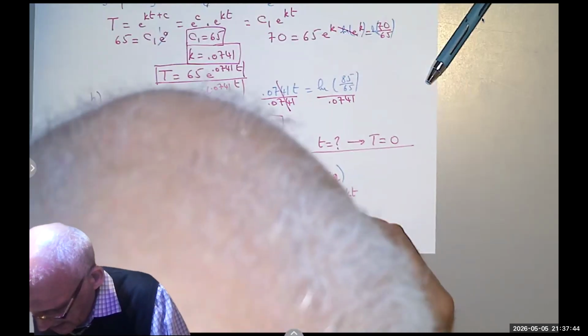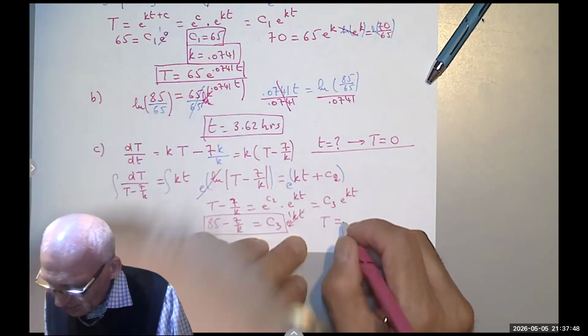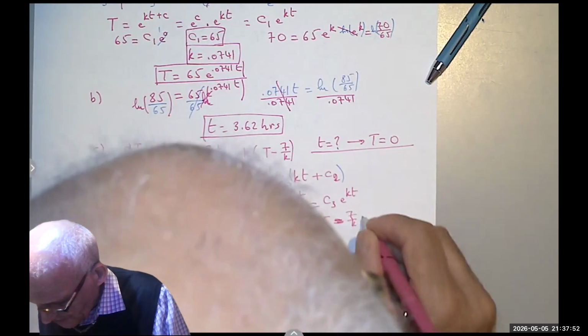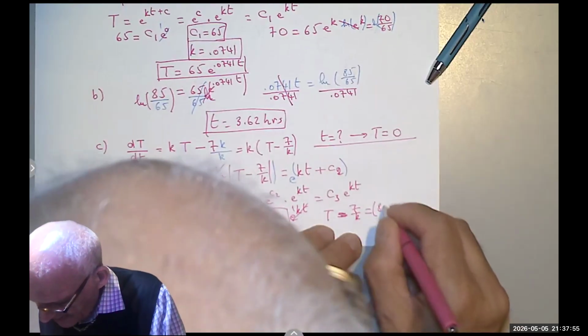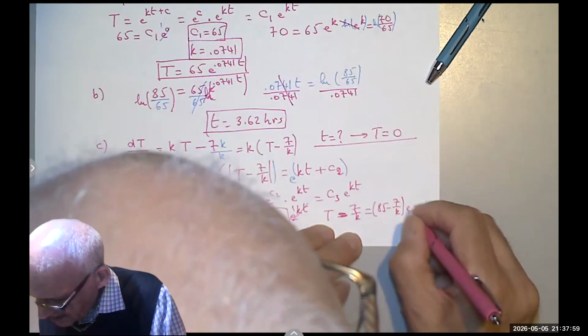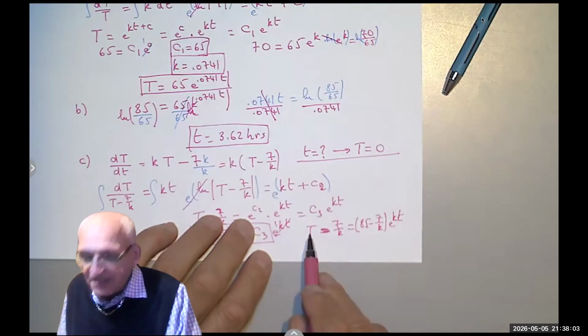So now my new equation is T, or T minus 7 over k if you want. T minus 7 over k equals 85 minus 7 over k times e to the kt. Now I want T to be 0.